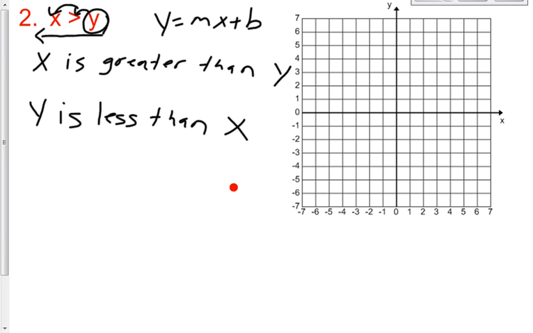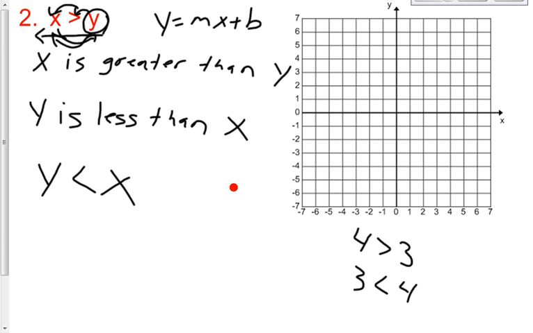So if y is less than x, I can write it like this. Y is less than x. All I've done was basically flip-flop these two variables onto the other sides. It's kind of like saying 4 is greater than 3. That's true, right? Thus meaning 3 is less than 4. That's all I've done here with this. So that's what I'm going to graph.